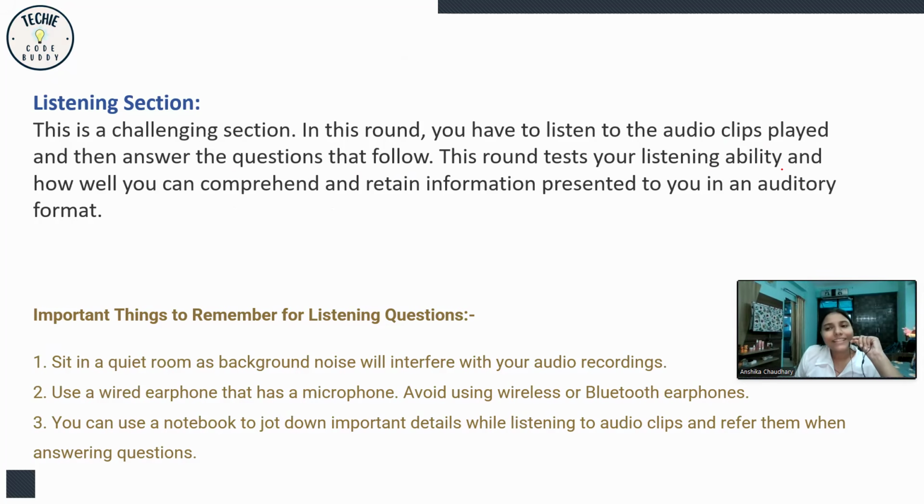This round tests your listening ability and how well you can comprehend and retain information presented in auditory format. Now you must be thinking, if I have to listen, who will speak? An AI agent will be speaking, right? Some AI voices will narrate 2 or 3 sentences or a small paragraph, and you need to listen carefully and understand the concept.